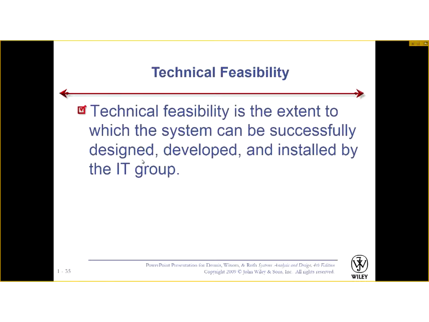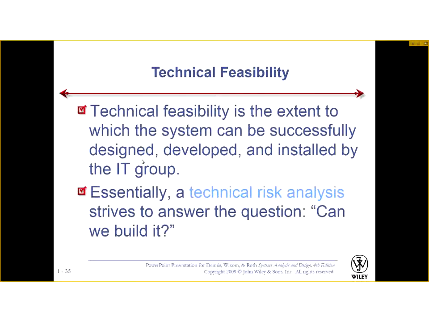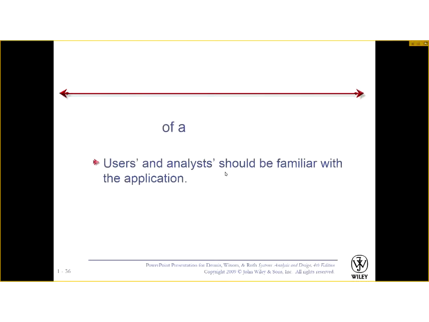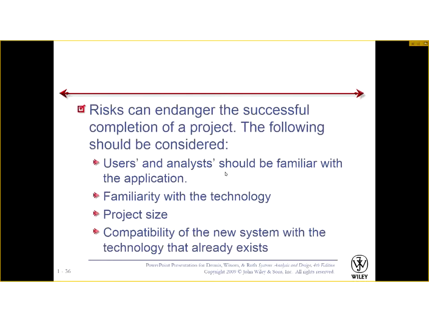When you say technical feasibility, it means the extent to which the system can be successfully designed, developed and installed by the IT group. So whether they have technology available to design that system, whether that technology can be deployed, and whether it can be installed. So you check the technical feasibility. Essentially, a technical risk analysis strives to answer the question, can we build it? Team members ask themselves whether they have the technology and the expertise to build the system. When they are doing this, they are actually checking the technical feasibility of the project.